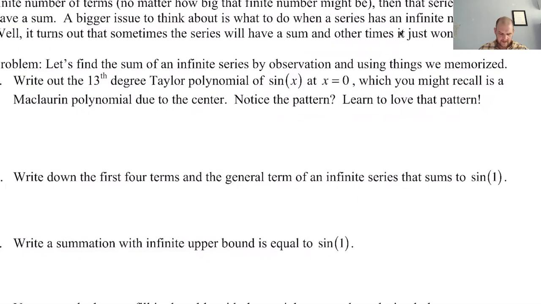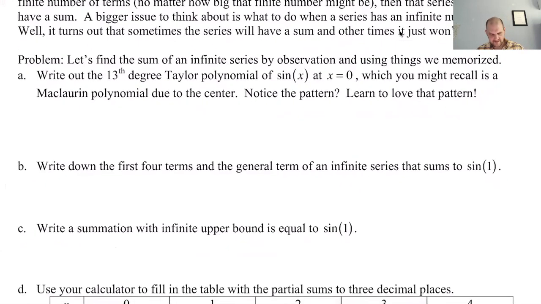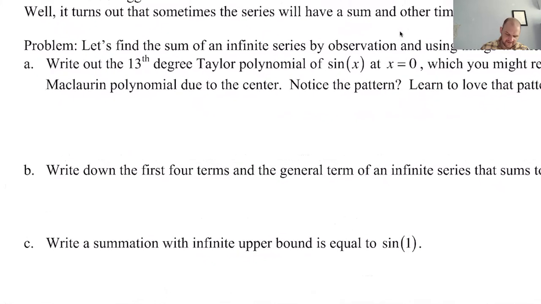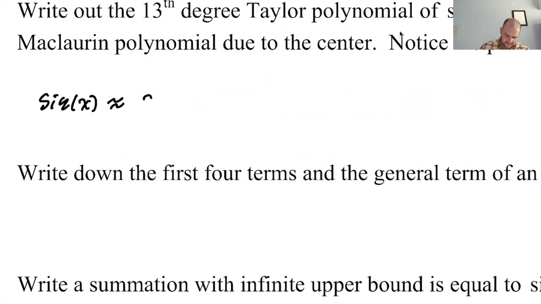So let's see, write out the 13th degree Taylor polynomial of sine of x. All right, so it's centered at 0, so it's actually Maclaurin, and sine is an odd function, so I know that sine of x is approximately, all right, odds x, and then it alternates.